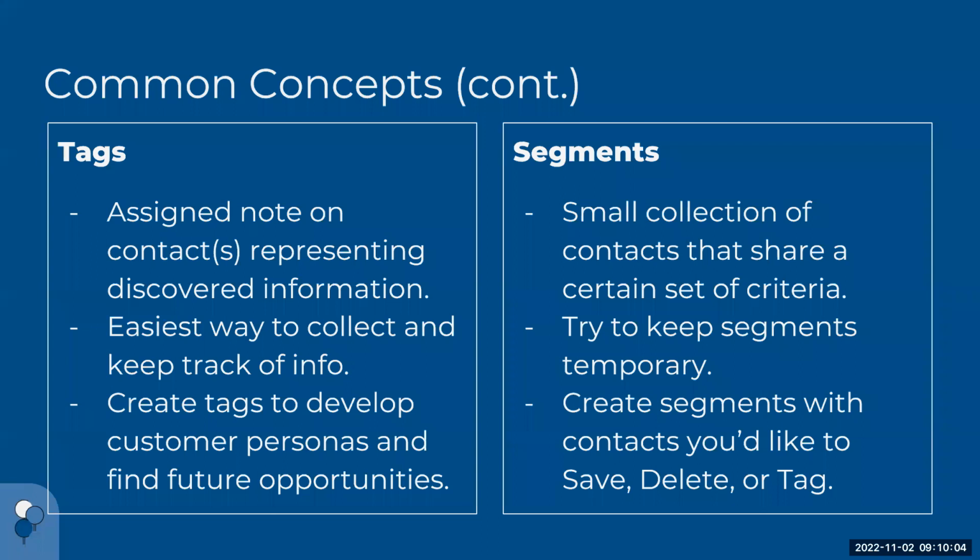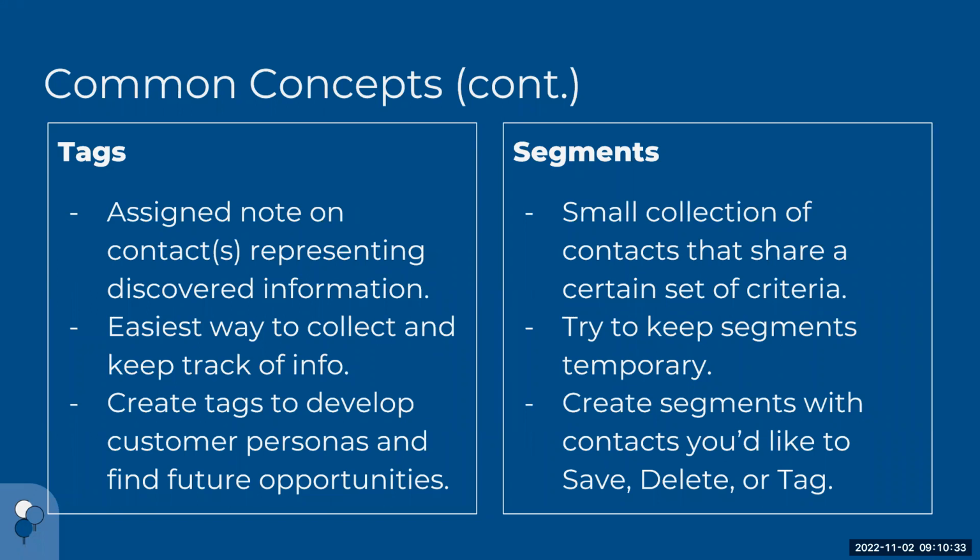They're probably interested in hoodies. So you may want to tag that contact "interested in hoodies" so that down the road you can use that again. It's the easiest way to collect and keep track of info, and the easiest way to develop those customer personas we talked about in workshop 1. Customer personas are basically just finding out who's behind the email. Who is that person? And future opportunities.